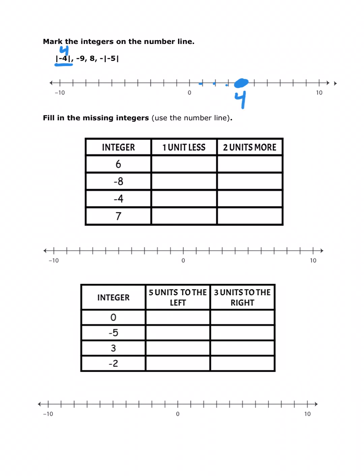Now I need to label -9. So again, I come to my number line, I start at 0, and I'm going to count all the way down here to -9. It's going to come right before -10.